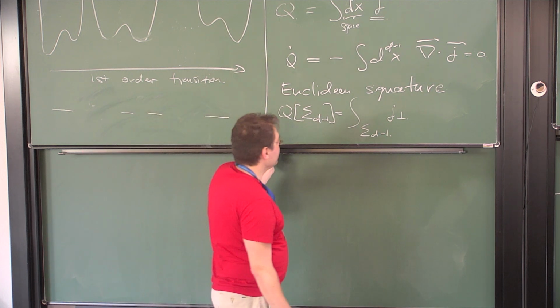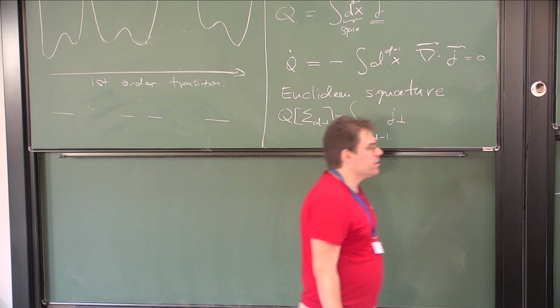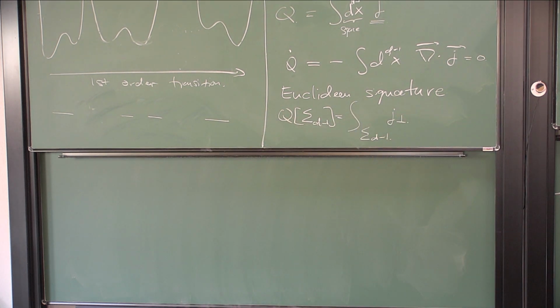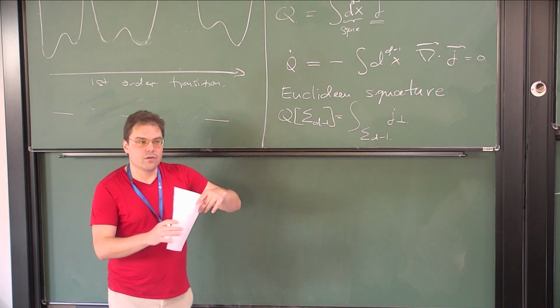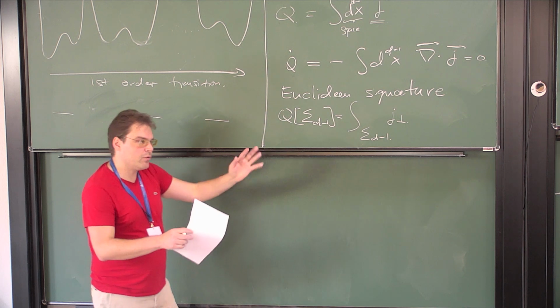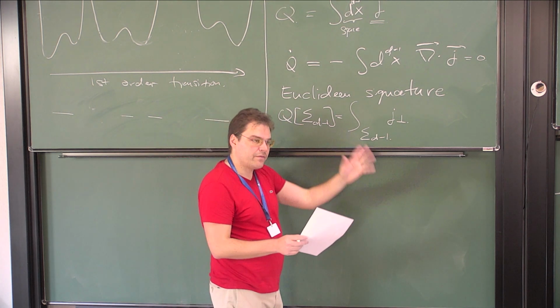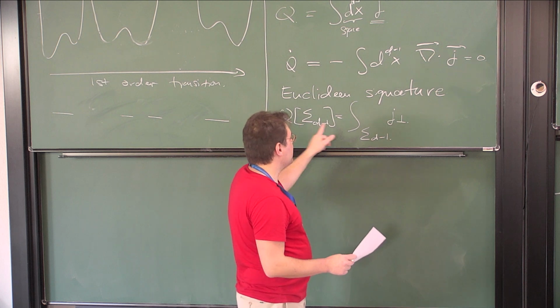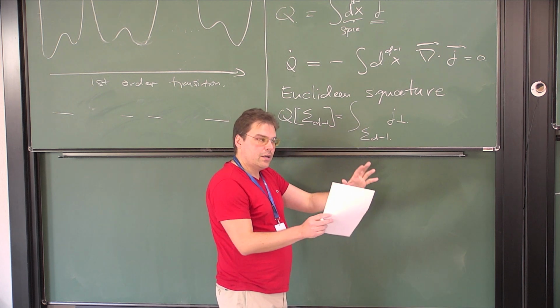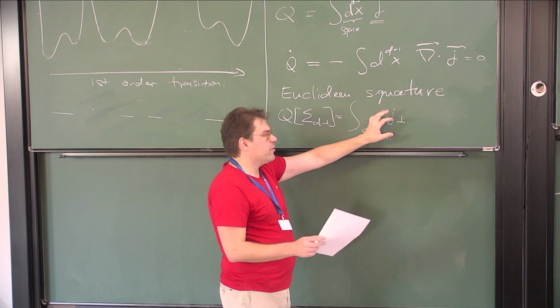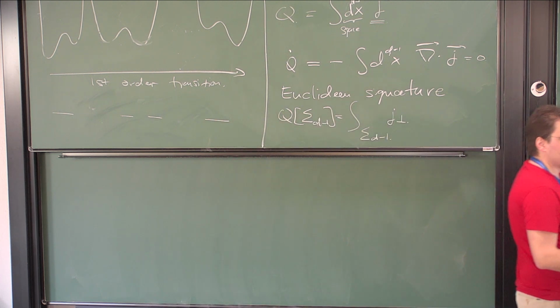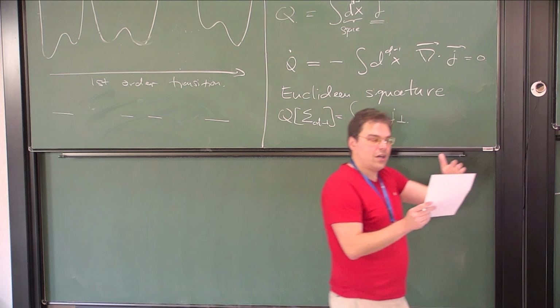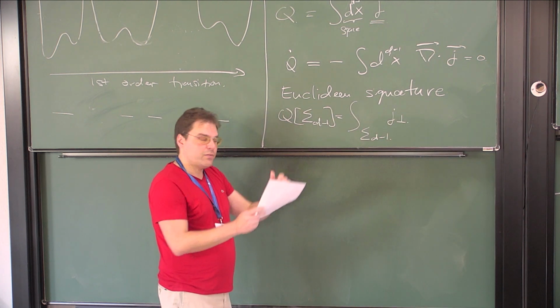codimension 1 surface. And now if you want to use the conservation equation, this allows you to slightly deform the surface sigma. Because if you deform the surface sigma by a little bit, let's say without doing anything too drastic, just a small infinitesimal deformation, then the difference between the charges associated with those cycles will be precisely the integral of the divergence of the current over the space in between the two surfaces.